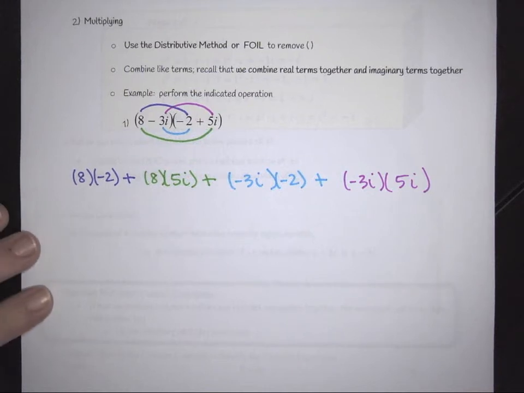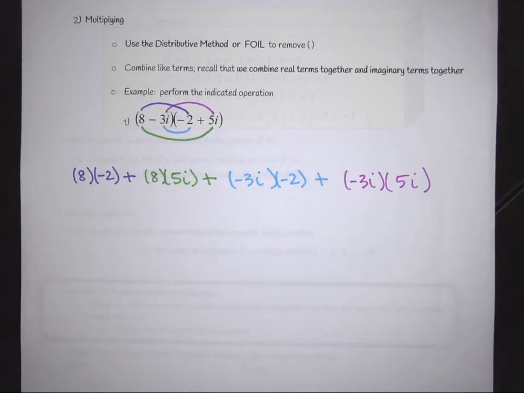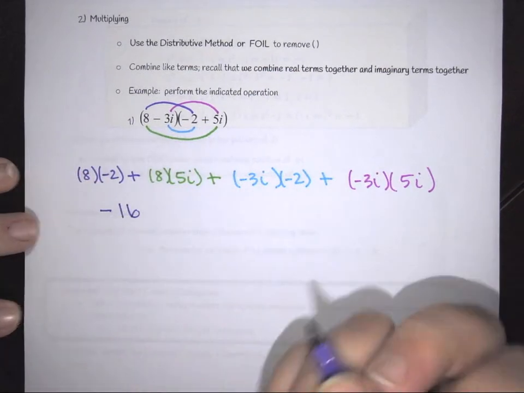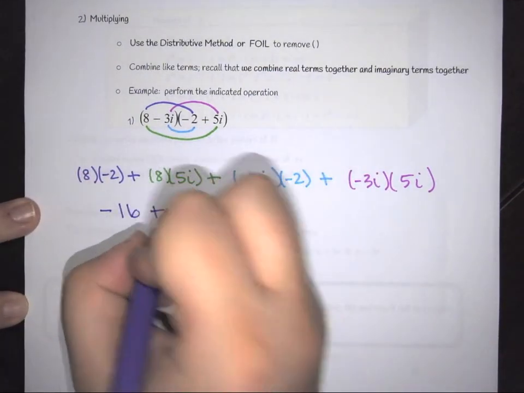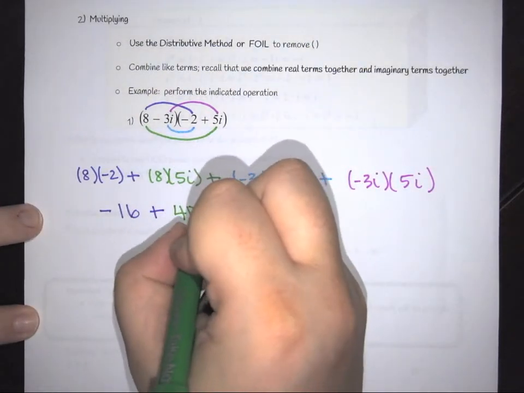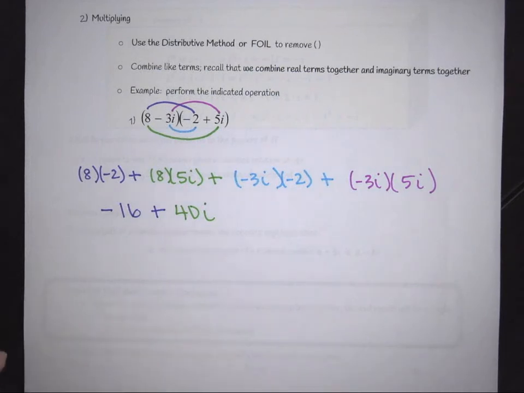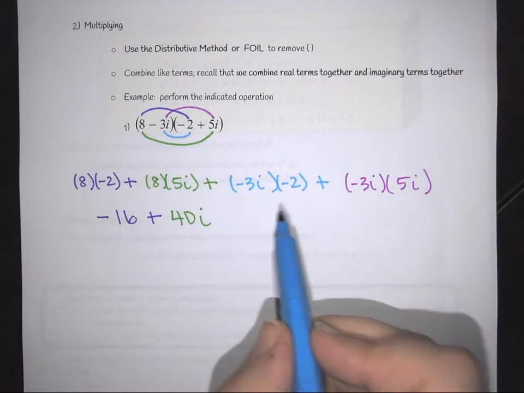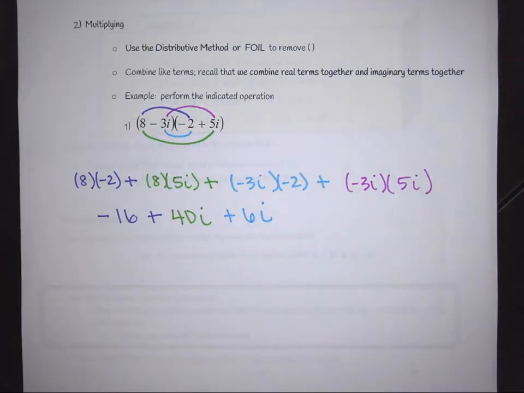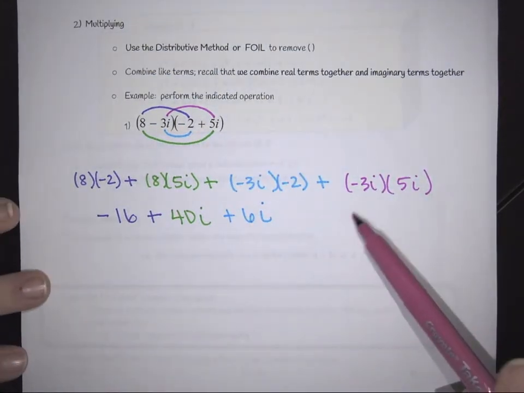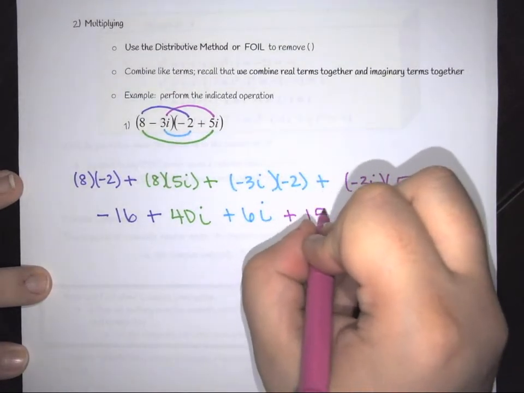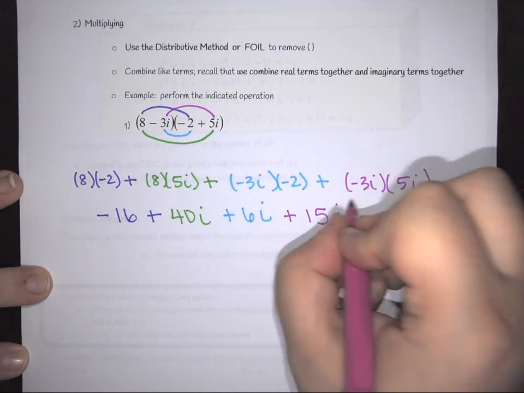So, if we look at it, we can continue on with what we have. So 8 times negative 2 is a negative 16. We're going to add this to the next. 8 times 5 is a 40, and we treat the i like we do a variable. Negative 3i times a negative 2 is a positive 6i. And then I have a negative 3i times 5i, which is going to give you a positive 15, and then i times i would be i squared.